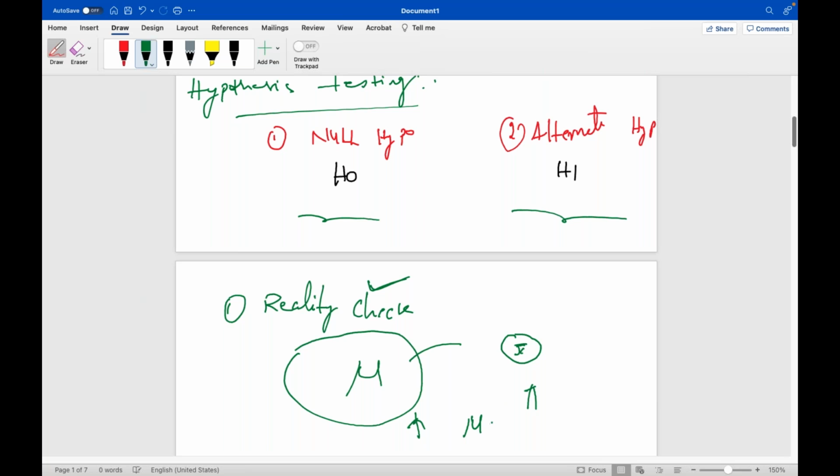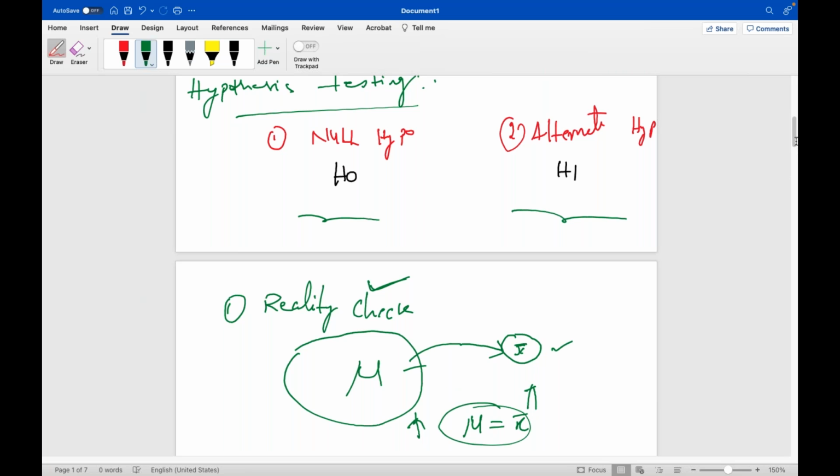Is it a reality check or not? Reality means you have some population and you have a sample from this population. So usually our assumption in the reality check is that the population mean and the sample mean are the same. This is one condition.